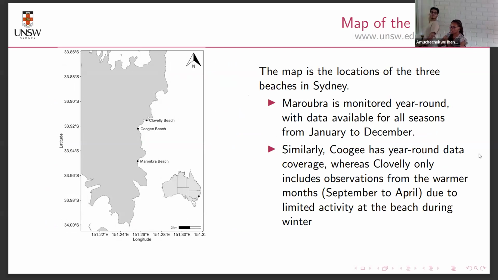Australia, Sydney. So Maroubra is monitored year-round, and data is available from January to December for them. Similarly, Coogee Beach has data all year round, whereas for Clovelly Beach we had observations only from September to April. So there is limited activity on Clovelly Beach during the Australian winter.